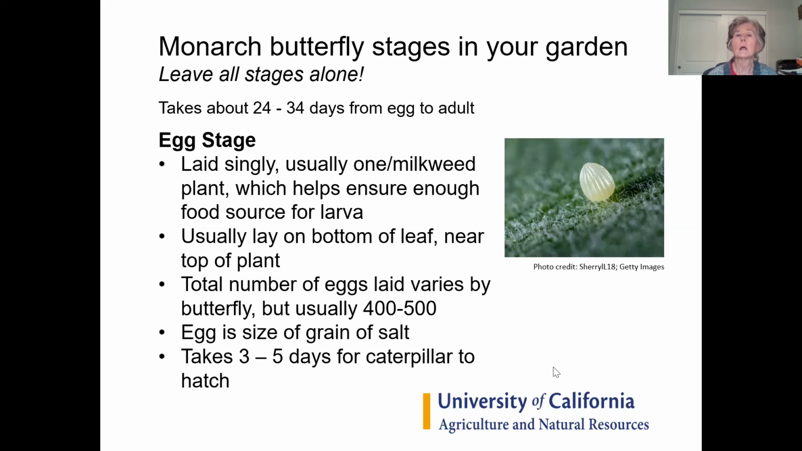And that's amazing to think about. The total number of eggs laid by the female usually varies between 400 and 500. So she is laying 400 to 500 eggs on 400 to 500 plants, which is incredible. So we need a lot of milkweed out there. They usually lay on the bottom of the leaf near the top of the plant. The egg is the size of a grain of salt, so it's very, very tiny and very hard to see. It takes 3 to 5 days for the caterpillar to hatch once it's been laid.